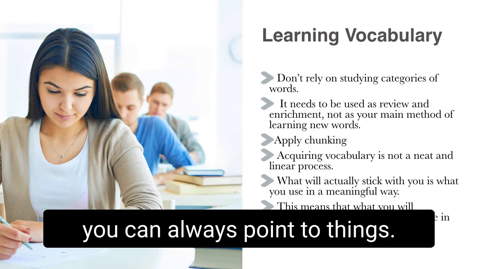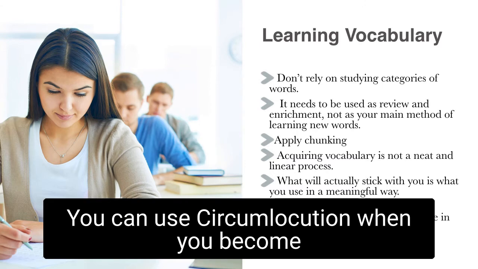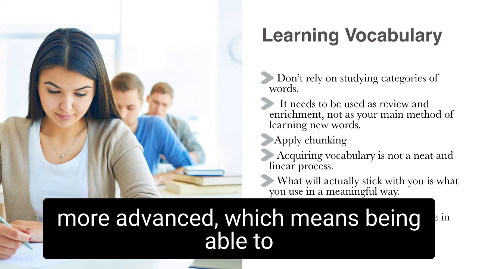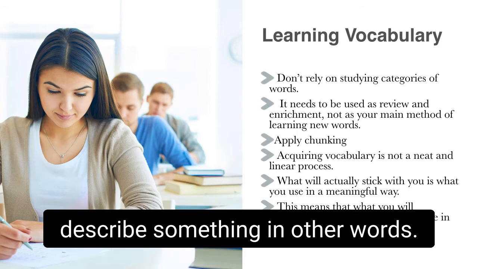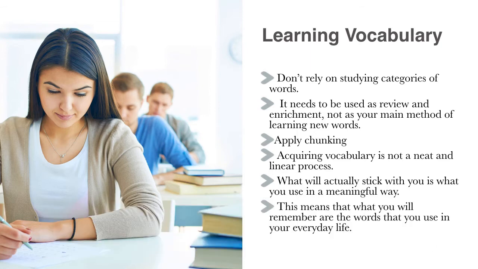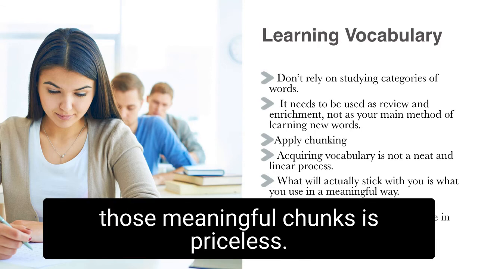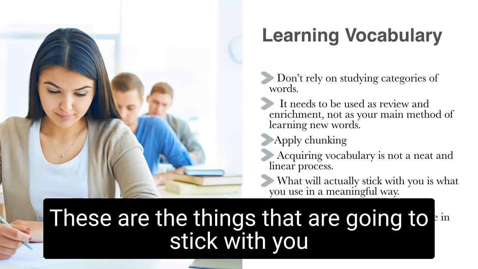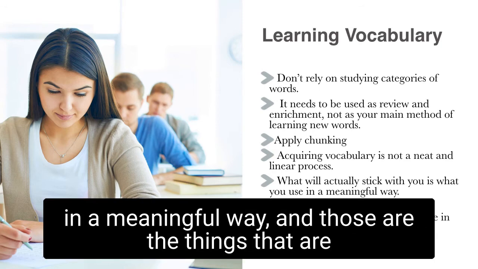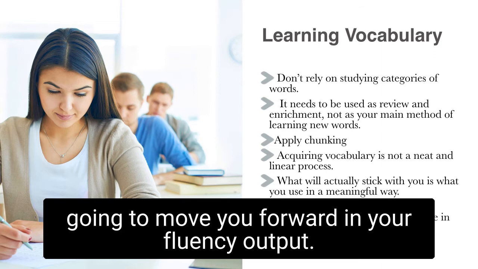You can always point to things. You can use circumlocution when you become more advanced, which means being able to describe something in other words. But being able to use those meaningful chunks is priceless. These are the things that are going to stick with you in a meaningful way, and those are the things that are going to move you forward in your fluency.